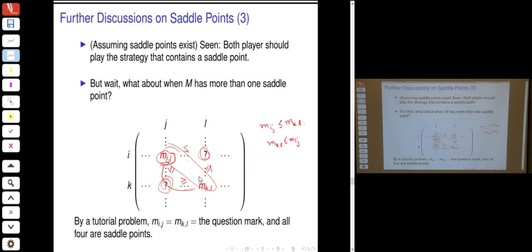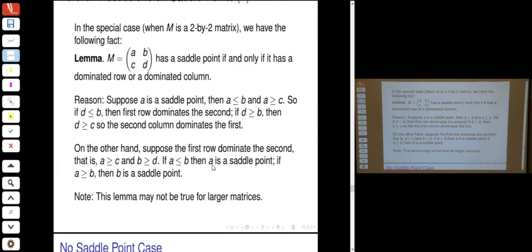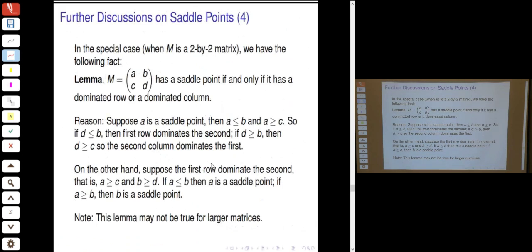Any questions? Okay. So here is another little fact which holds for 2 by 2 matrices, but it might not hold for bigger matrices. Suppose the matrix M has a saddle point. For 2 by 2 matrices, it can be shown that having a saddle point is equivalent to having a dominated row or a dominated column.